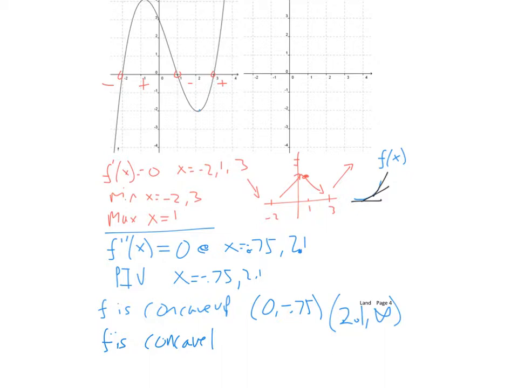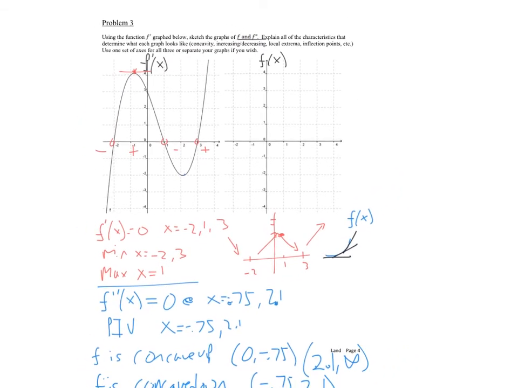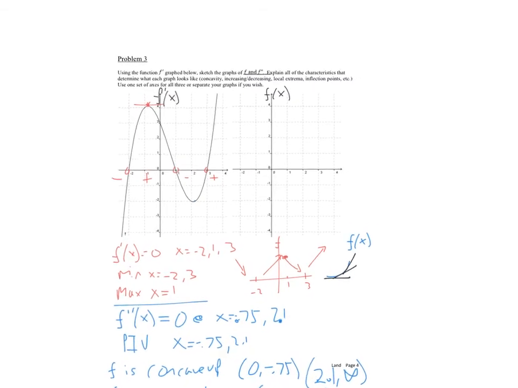Concave down. That should be two words in between those two things. So negative 0.75 to 2.1. All right. So with that, I think we can get a pretty good graph here. Okay.